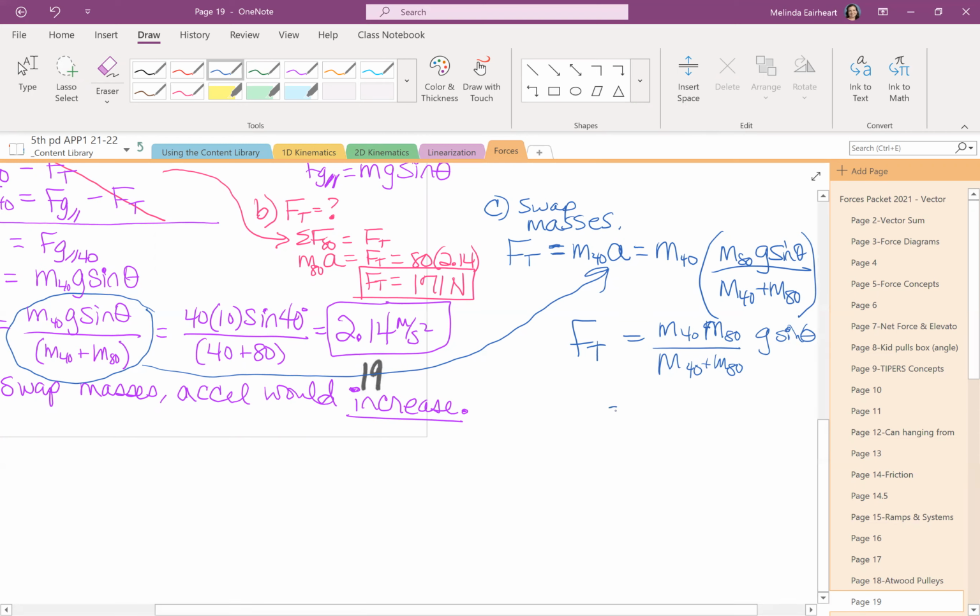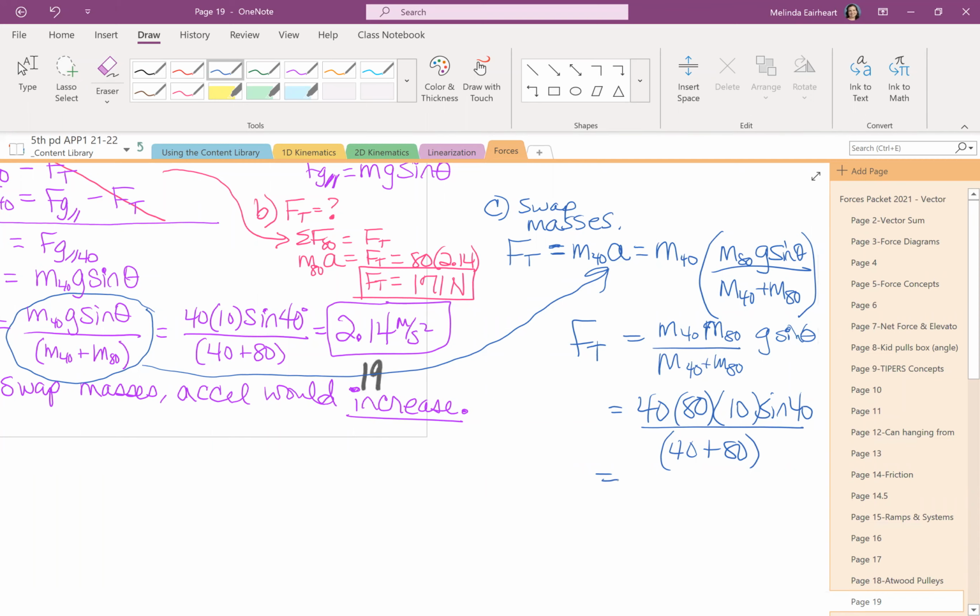Or work it out and let's see. So 40 times 80 times 10 sine, same angle, over 40 plus 80. And I get 171. Same thing. I added the 0.4. I probably should have just not. I got the same thing earlier. So you actually get the same tension. Whoa, Miss Earhart, does this mean any problem that switches the masses will get the same tension?